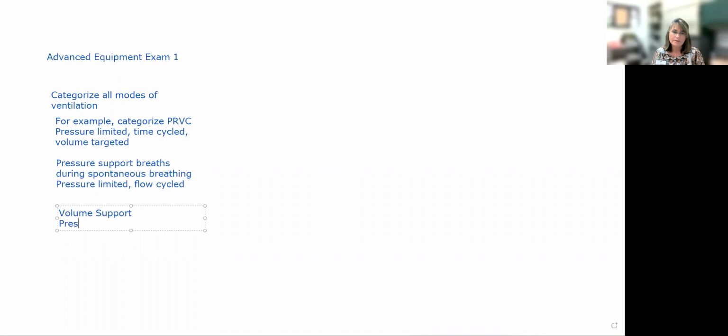So pressure limited part stays the same. It's flow cycled. When flow slows down, inspiration ends. And then we also have to say that it's volume targeted. So everything else, you guys usually do really well with it, but I just wanted to review these 3 to make sure you have them.